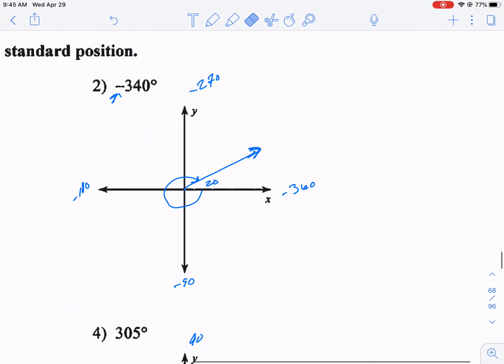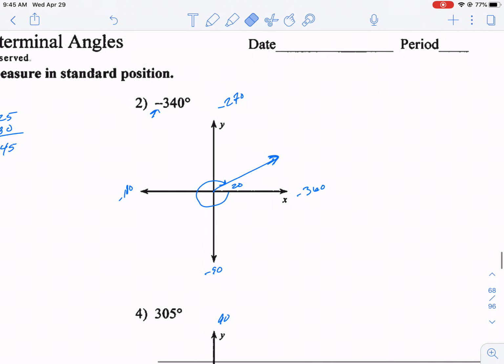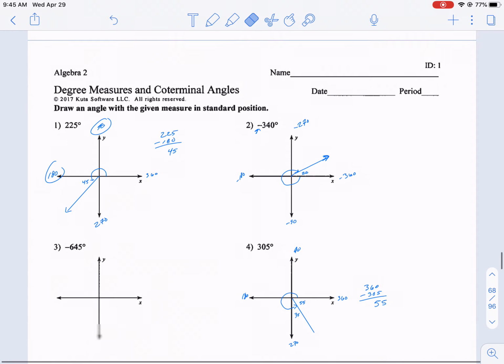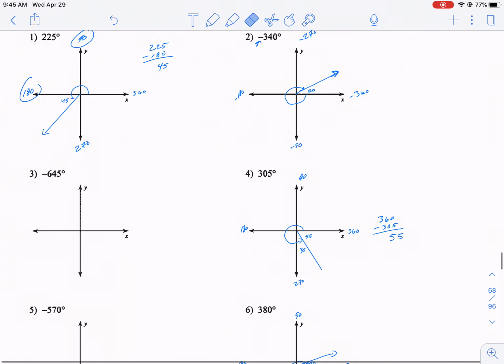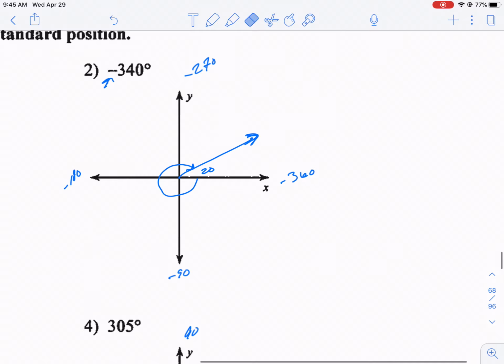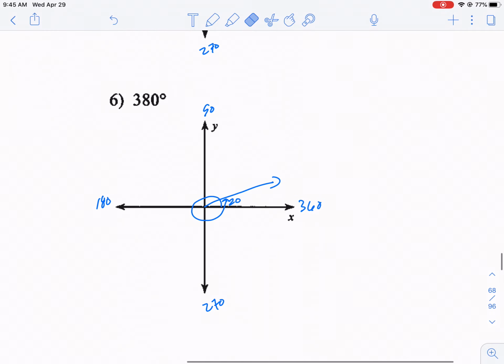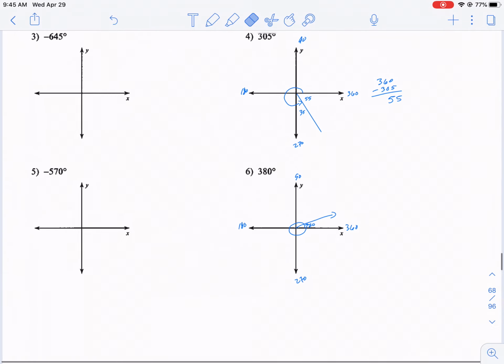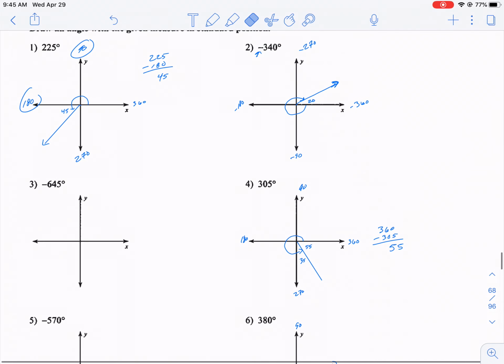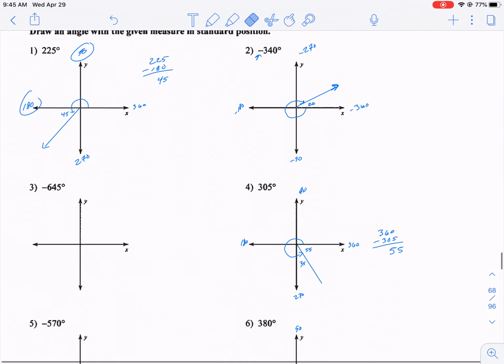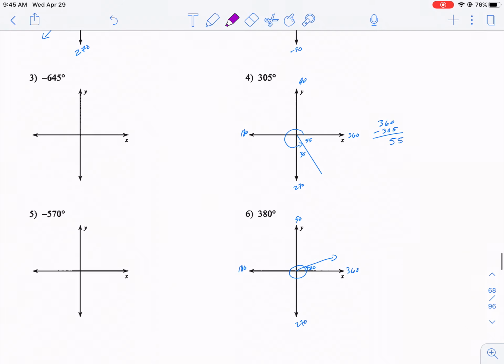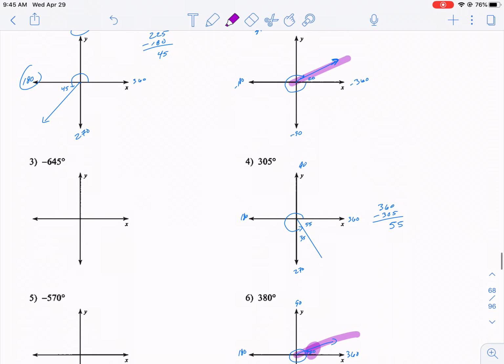Now I want to take a quick moment here, and I want to take a look at the last two that I just did. So we're going to look at number 2 and number 6. Those two actually look very similar. Notice that the ray, right, we're talking about this ray, is in the same spot on both of them, and they both contain that 20 underneath.